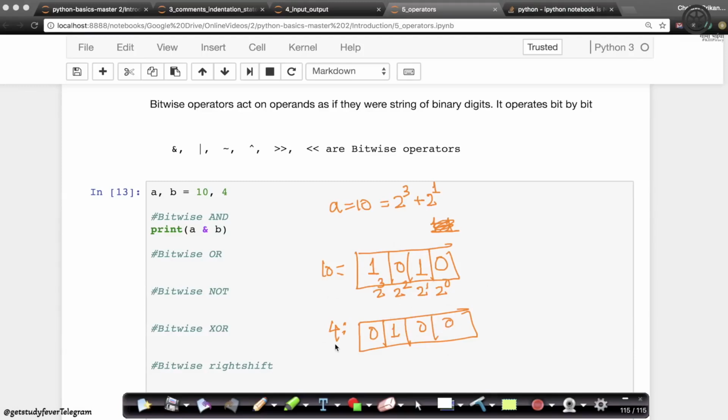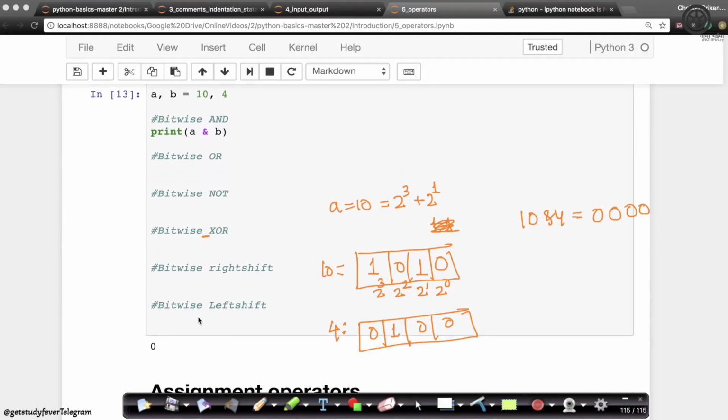Now when you say AND, this symbol is a single ampersand, right? When you do it, it does a bitwise AND. So 10 and 4: 0 and 0 is 0, 1 and 0 is of course 0, 0 and 1 is 0, 1 and 0 is 0. So what you should get here as output is 0, and that's what you get here, right?